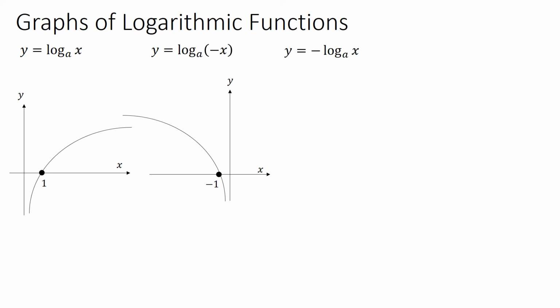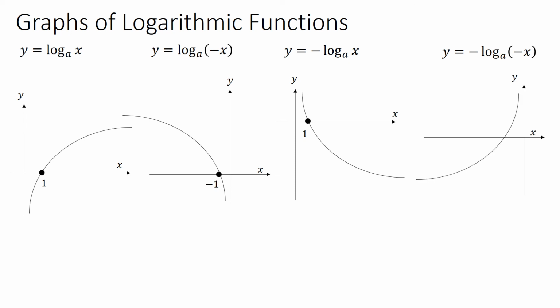Now, the next graph is y equals negative log_a x, and the graph will look like this, and it cuts the x-axis at 1. So this is a reflection of the first graph along the x-axis. Next, y equals negative log_a of negative x. Okay, if you think carefully, you can guess how the graph looks, and the graph will look like this. It will cut the x-axis at -1.